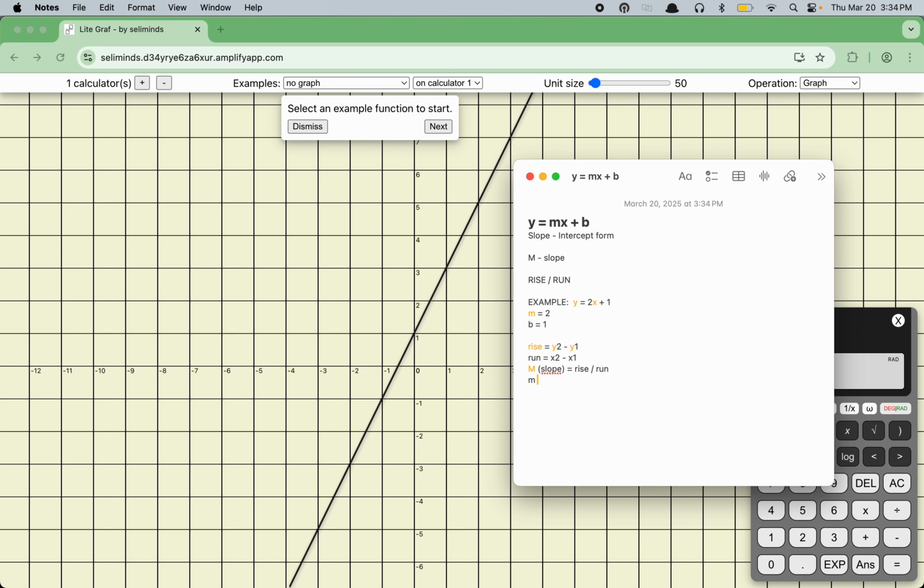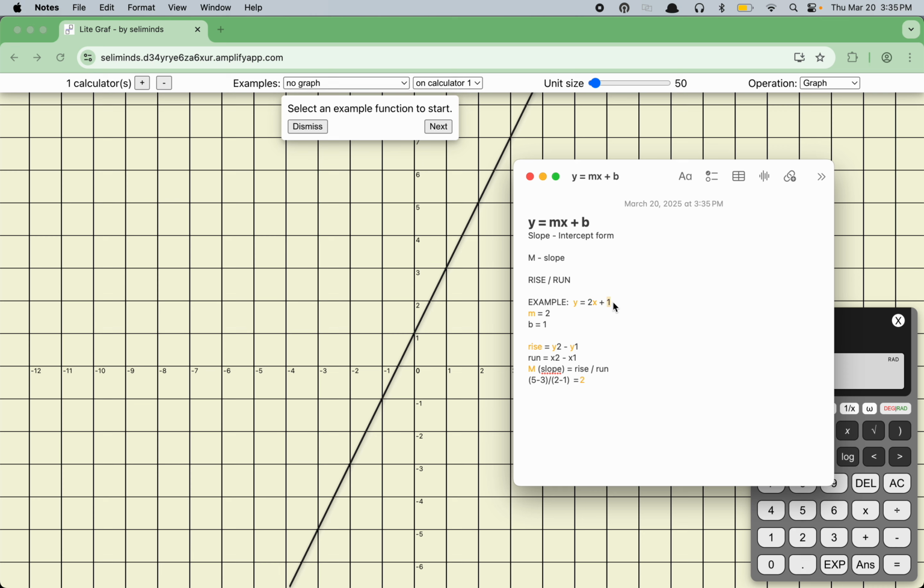In this case, m is equal to the rise, which is 2, divided by the run. 5 minus 3, this is the rise, and the run is 2 minus 1. So that is equal to 2. That is why in this example, the slope is 2.